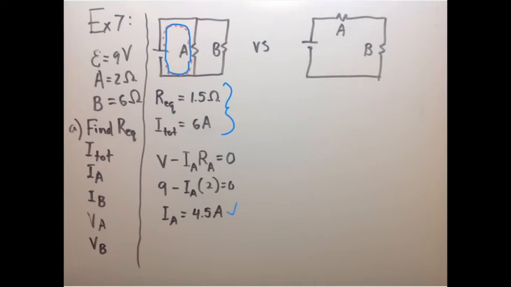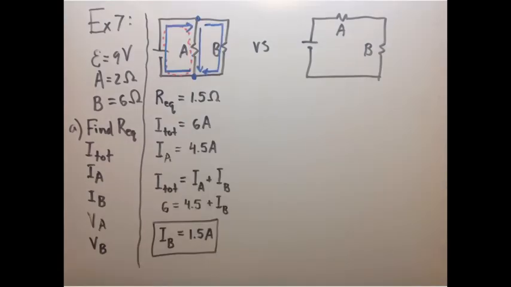All right, so we've got 4.5 amps through resistor A. If you couldn't get that one on your own, well, now you should be able to find B. Pause me, find B, see if you're right. There we have it, resistor B, 1.5 amps.